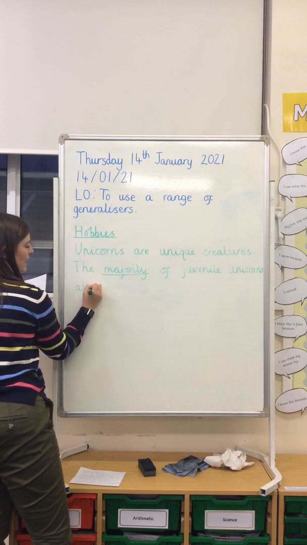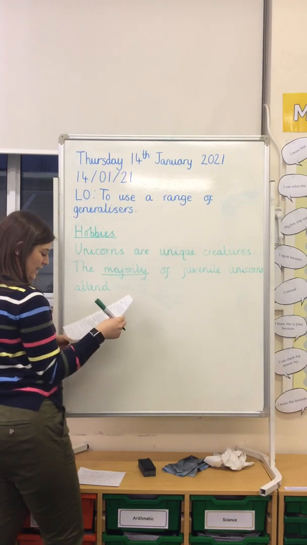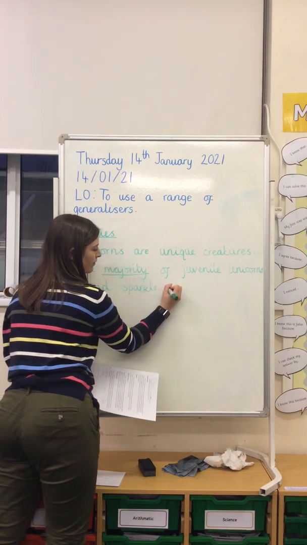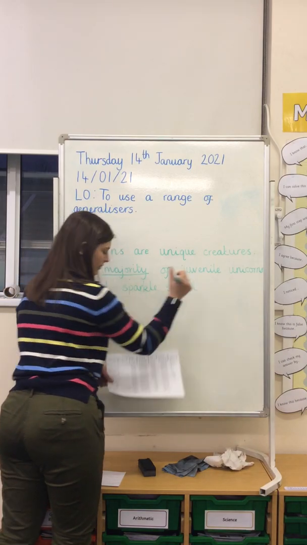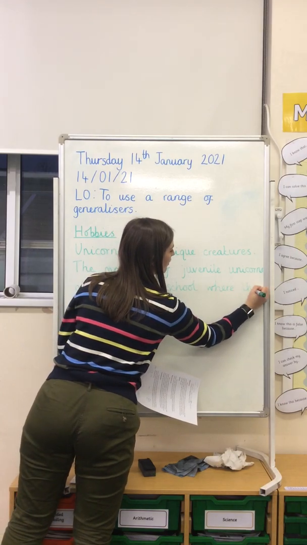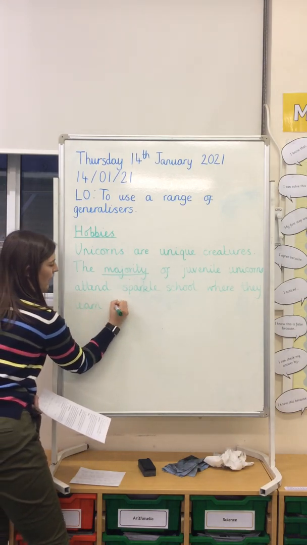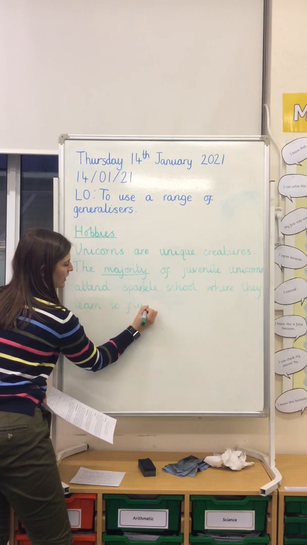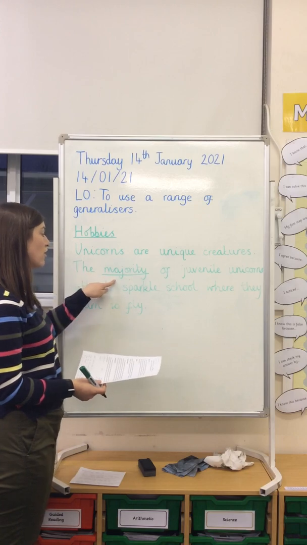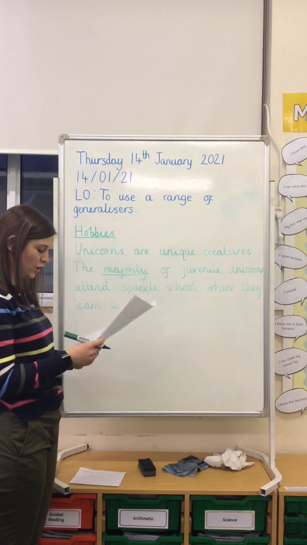attend, which means they go to, you attend Beach Grove, but the unicorns attend Sparkle School, where they learn to fly. Obviously, I'm writing about a mythical creature. So unicorns are unique creatures. The majority, that's my generaliser, of juvenile unicorns attend Sparkle School, where they learn to fly.